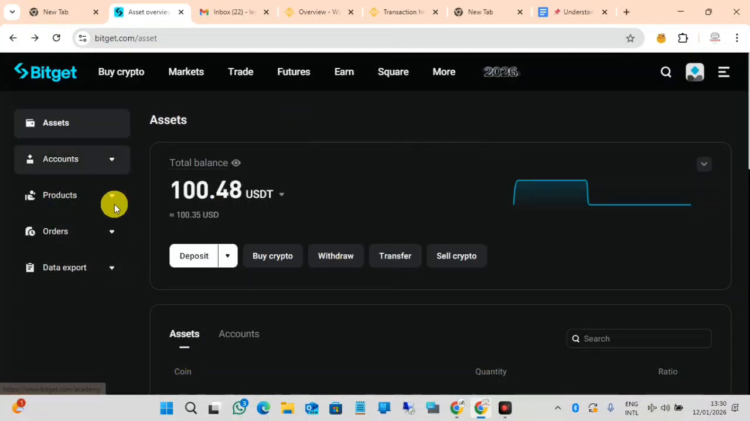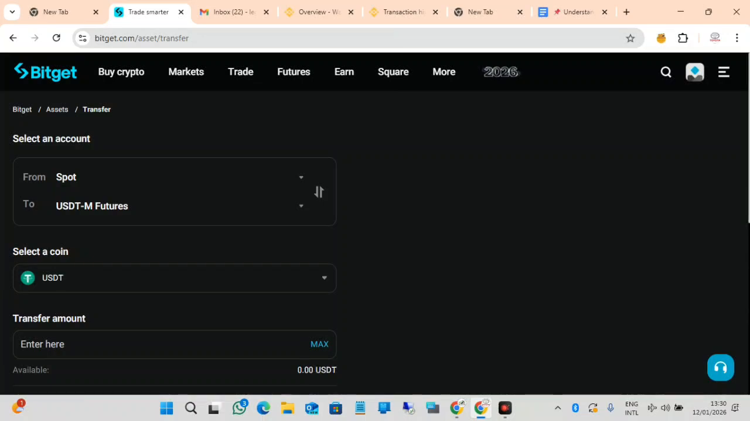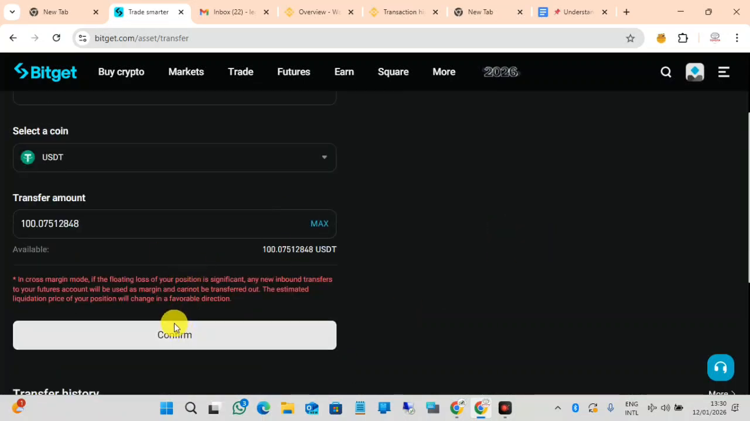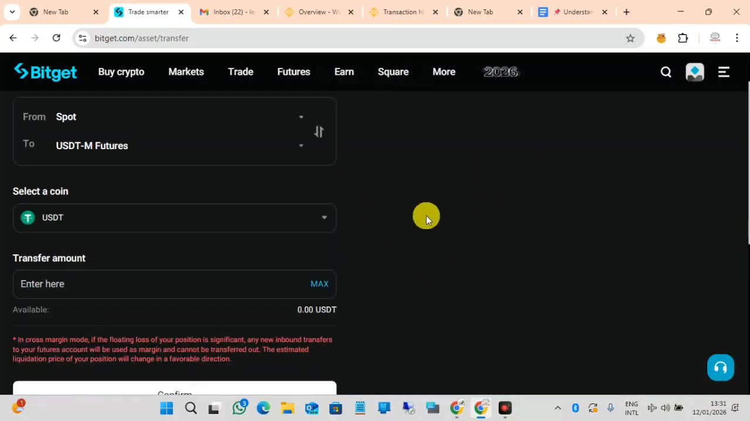The next step is to transfer this money into your futures wallet. Now just come to this transfer area and transfer the money. Then I'll explain what futures is and how you can trade it in this video. Right now you can see this is spot, this is USDT-M futures. Then you click on max, and make sure to click on confirm. Then the money will be transferred successfully into your futures account.